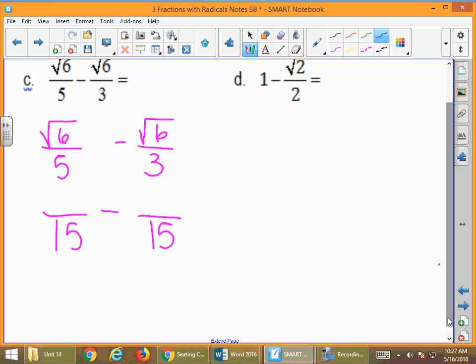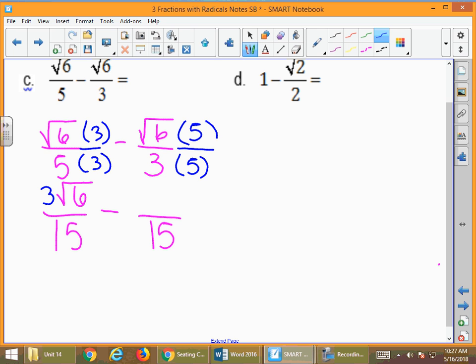Well, 5 times 3 is 15. So the square root of 6 times 3. This would be 3 times the square root of 6. Same kind of idea here for this second fraction. 3 times 5 is 15. So square root of 6 times 5. Whatever we multiply the bottom by, we multiply the top by. The 5 over 5 is the fancy form of 1. And we have 5 times the square root of 6.